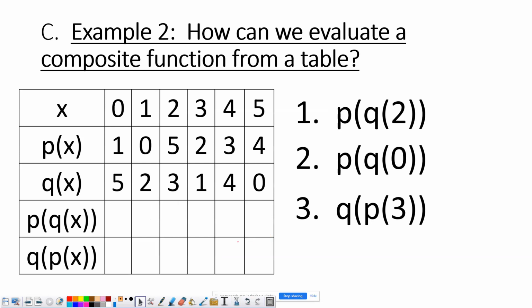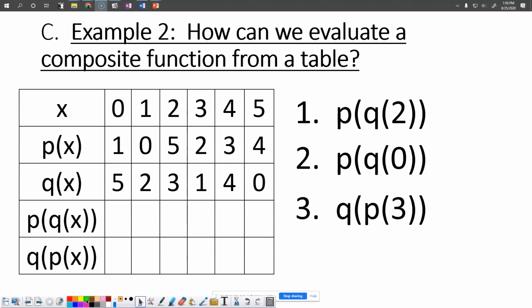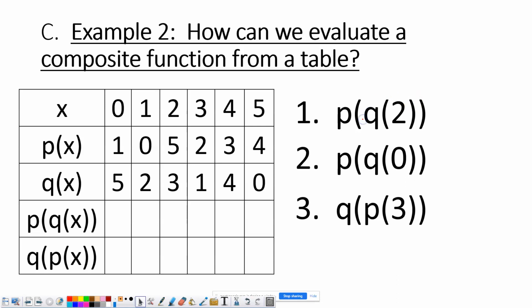Okay, now we're going to talk about evaluating composite functions with tables. Okay, so we're going to do this pretty similarly. It's just that we don't have to do as much calculation. You just have to know how to read the table. So, Q of 2. Let's find out what Q of 2 is first.